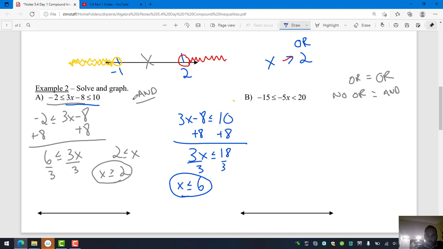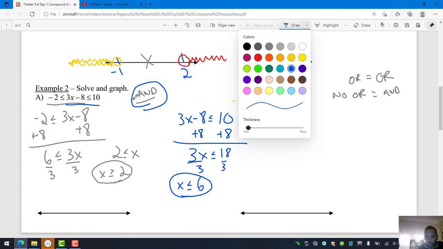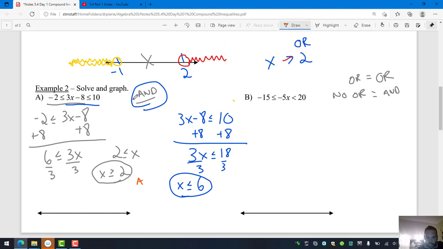Okay, so these are my two inequalities. And like I said earlier, this is an and compound inequality. So I need both of these conditions to be met. This is an and. Okay, so let's try to graph it. On the left-hand side here, I'm going to have my smaller number, which is always going to be, in this case, 2. And on the right-hand side, I'm going to have my bigger number, which is going to be 6.